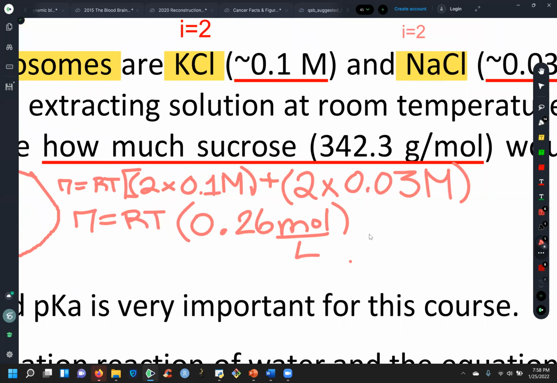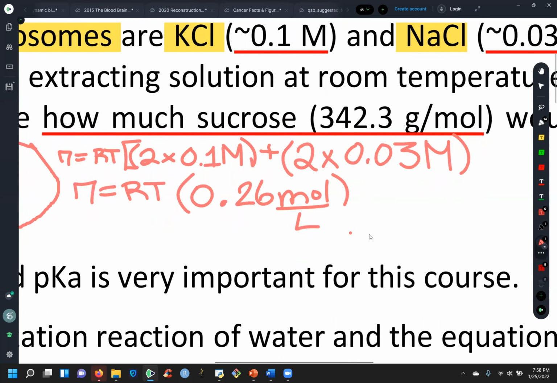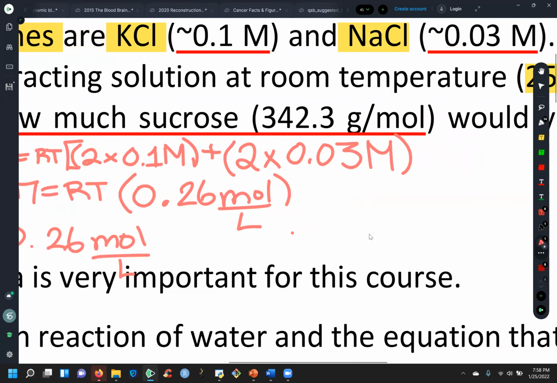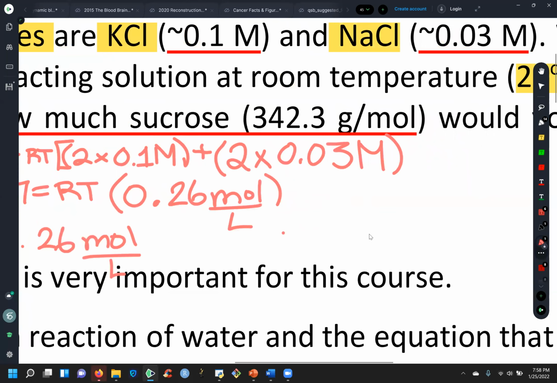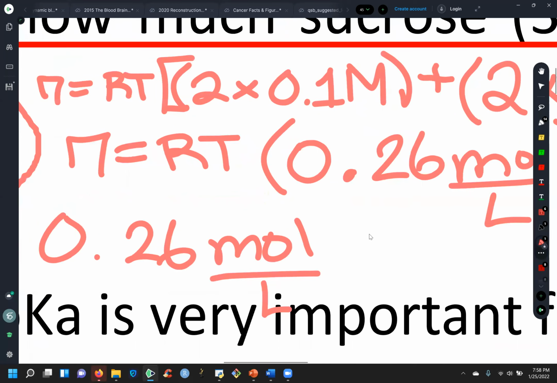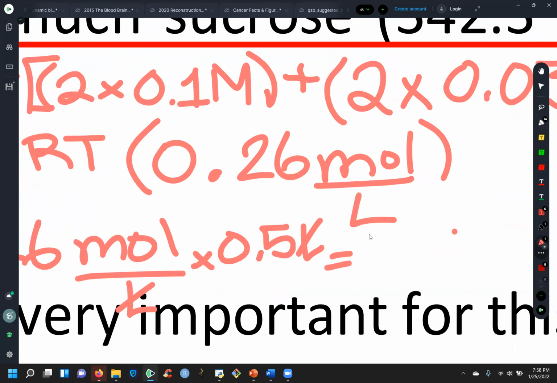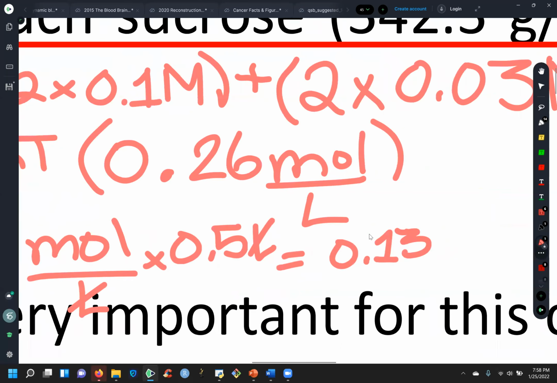Then we have to take it a few steps farther and use all the information they gave us. The concentration of sucrose is 0.26 moles per liter. They told us the volume, 500 mL, which was 0.5 liters. So you set it up like this: 0.26 moles per liter times 0.5 liters. The liters cancel out, and that equals 0.13 moles.